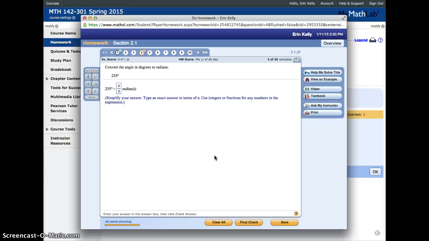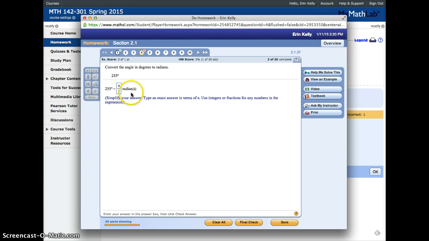So every problem has unlimited attempts, but after maybe 2 or 3 attempts, depending on the problem, the program is going to change the numbers so that you're not just working with the same numbers every single time. So if I tried this again and I got it wrong, it would change the angle that I'm converting. So instead of being 255 degrees, it might be 215 degrees. But it's still the same type of problem, and it still counts for this homework problem.